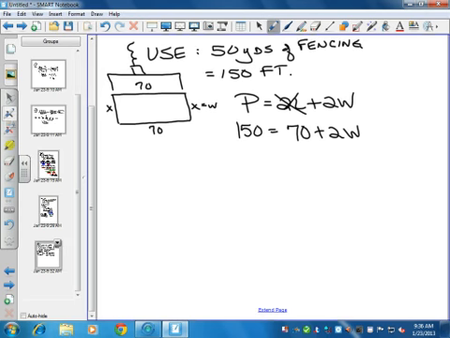Then in order of operations, that's already been done. It's just a number and a letter on the right and just a number on the left. So go ahead and separate terms. The letter's already together at 2W, so we'll subtract the 70.